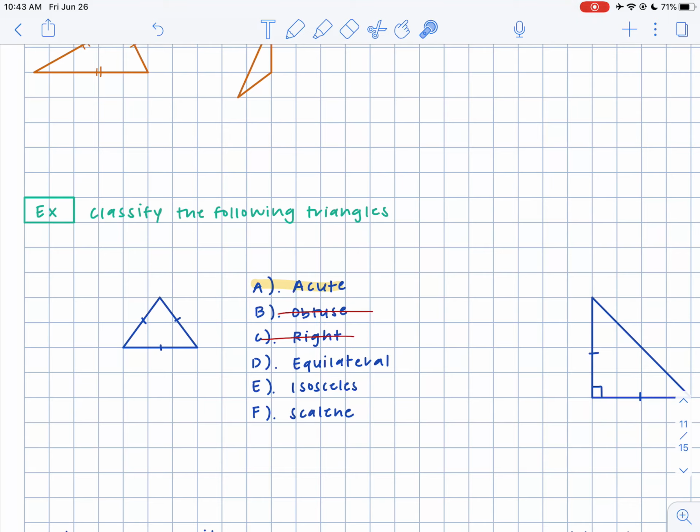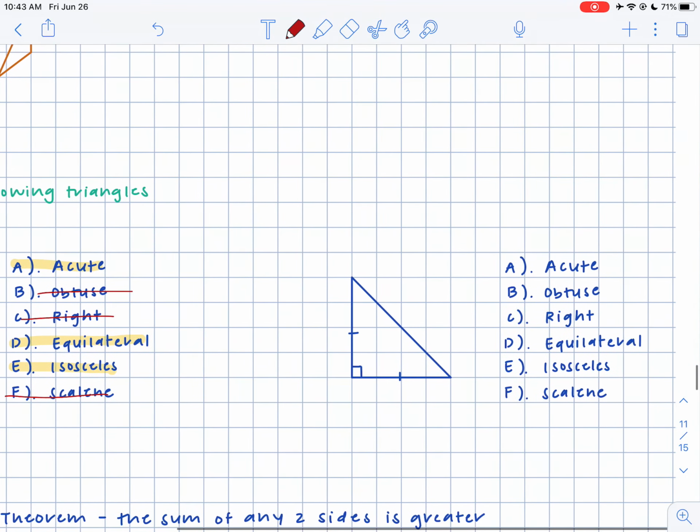Remember, equilateral means all three sides are congruent, and you can see it is, based on the hash marks. Now, is it isosceles? Remember, isosceles has at least two congruent sides. In this case, it does. So just because it's equilateral, don't rule out isosceles, because remember, all equilateral triangles are isosceles triangles, and it can't be scalene because it does have congruent sides. So that would be your answer.